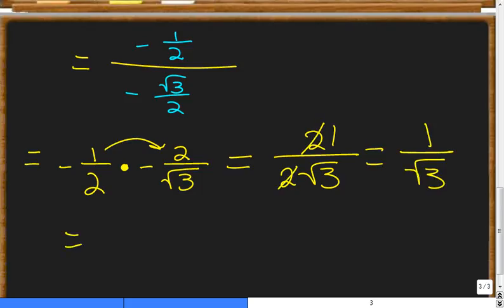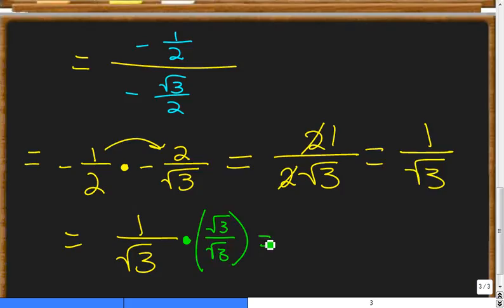And then lastly, what we need to do is rationalize. To rationalize, we have to multiply by a number that gets rid of the square root in the denominator. This is a single term, so we can multiply by the square root of 3 over the square root of 3. That'll free it up. And that becomes a new number, which is the square root of 3 over 3.